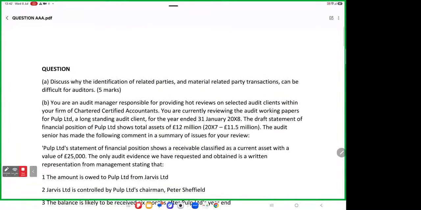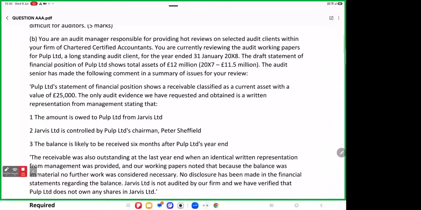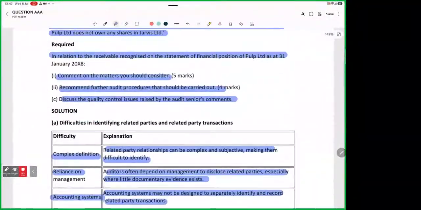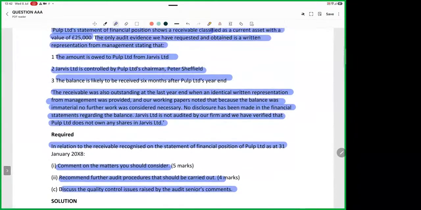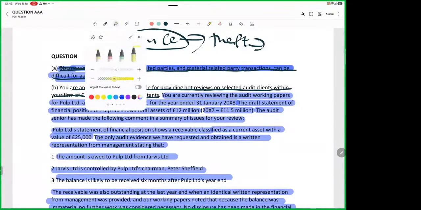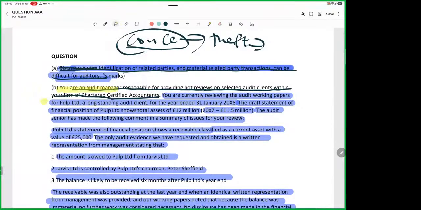But now we are saying in this case that the concept of materiality, they could easily use it to conceal a lot of information, like what is happening in part B of this question, ladies and gentlemen. I believe there you have a few areas here and there. So you're told here, you are an audit manager responsible for providing hot reviews on selected audit clients within your firm of CCA.